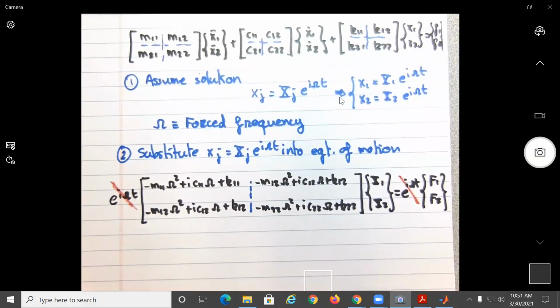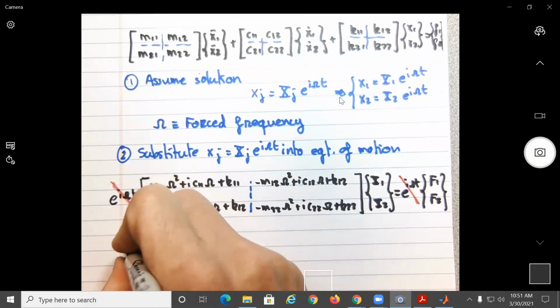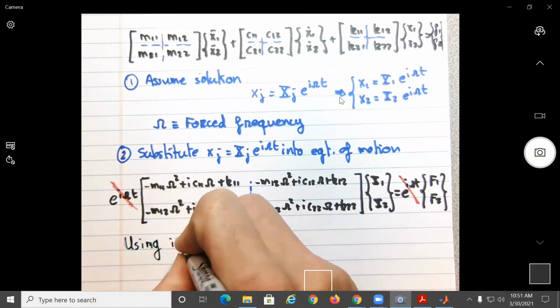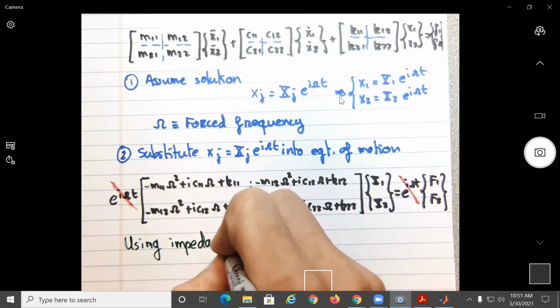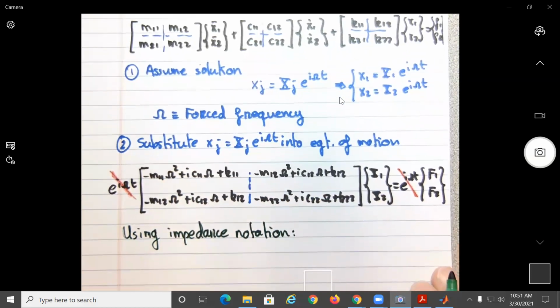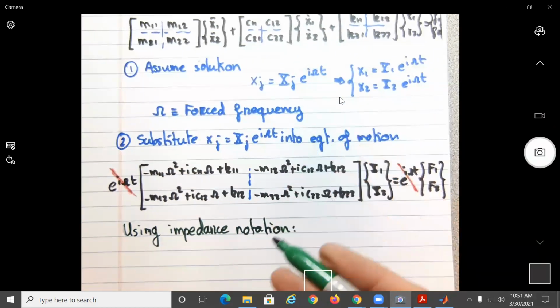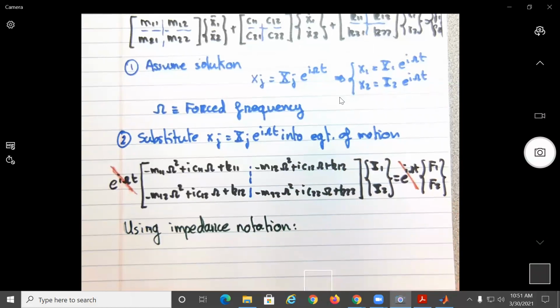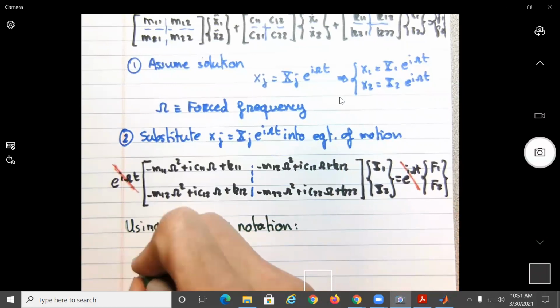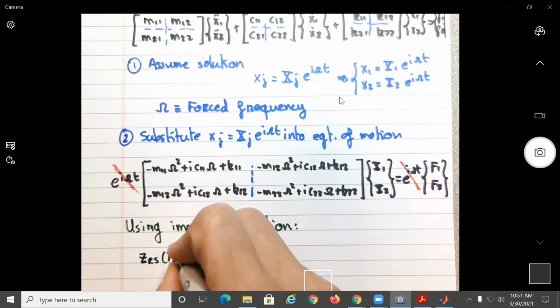Okay, so now we go to notation. So be careful here. So using impedance notation. So guys, you see here the notation is becoming complicated, but the process is the same over and over, no? So what is the impedance notation? It's just saying that we're going to call this Z_RS of i omega.